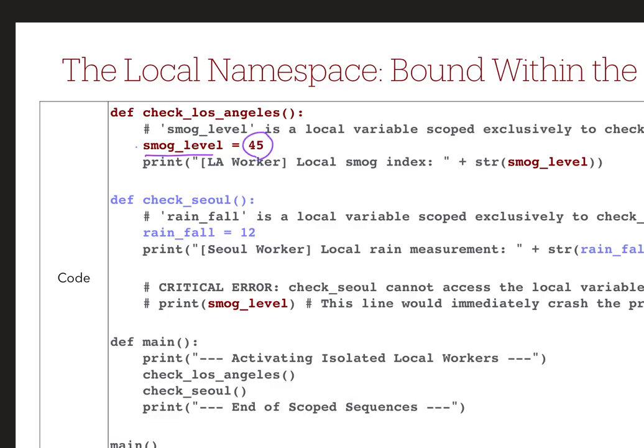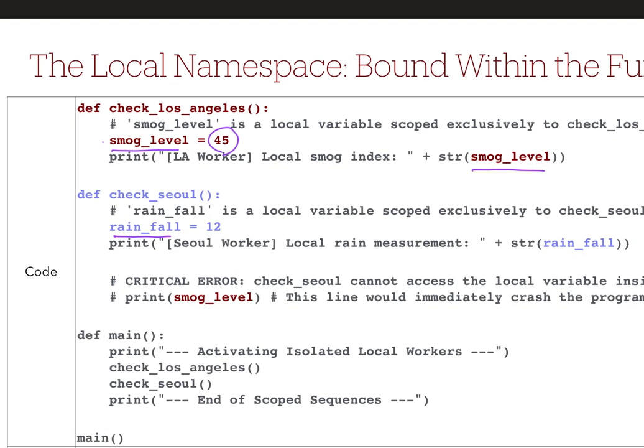And say in check Seoul, I have defined a variable called rainfall with a value 12. So if I have those situations, then I can use this smoke level variable only within this check Los Angeles function. So if you try to access their value, that is fine. In case of the rainfall variable, it is defined within this check Seoul function. So if I use that variable within that function, that is fine.